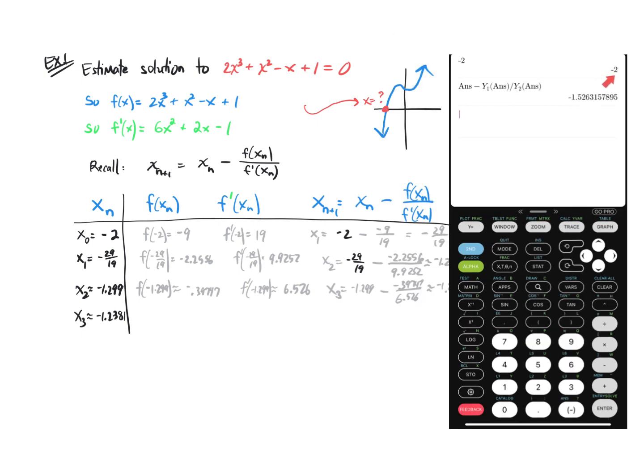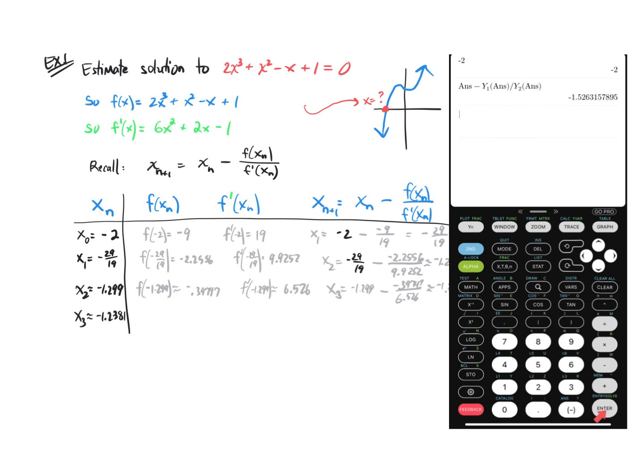So after entering your first guess, then type in second ANS to get answer, which is your previous answer, then minus your function, which is in y1, evaluated at your previous answer, divided by your derivative, which is in y2, evaluated at your previous answer. Hit the enter button, and you get -1.526. That's -29/19.